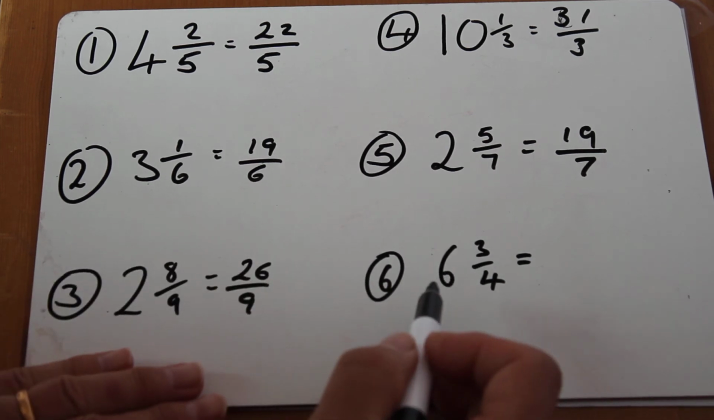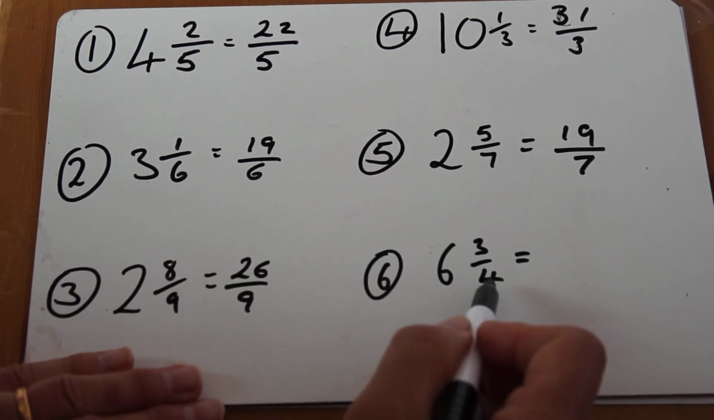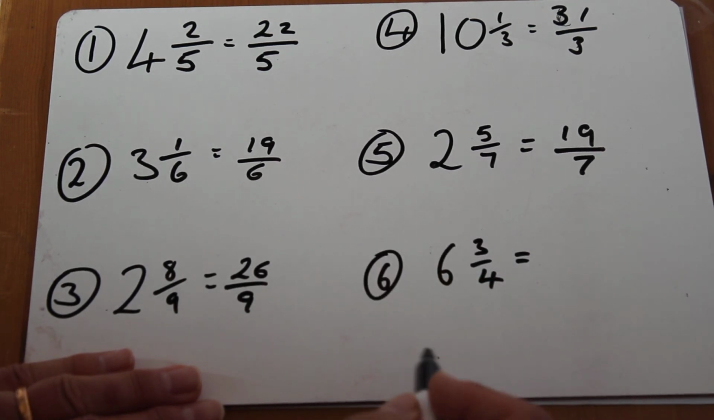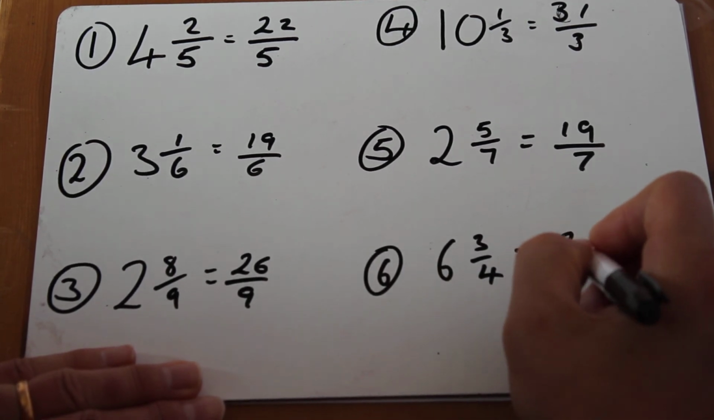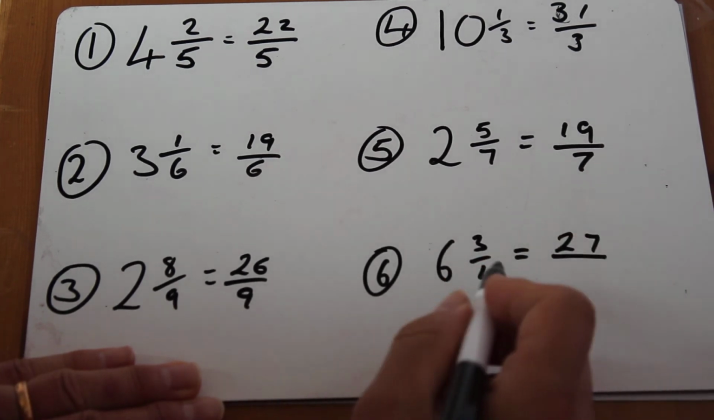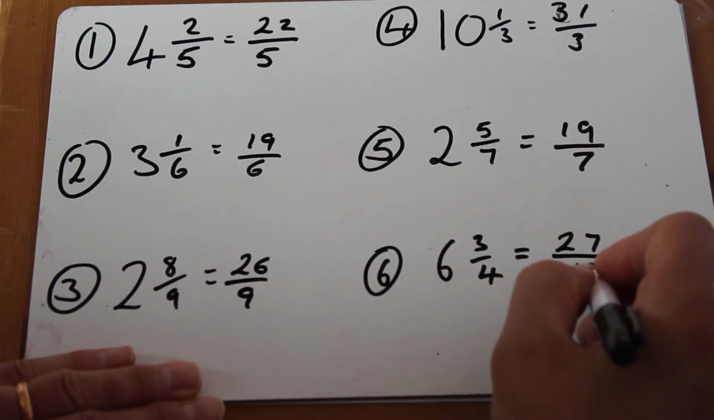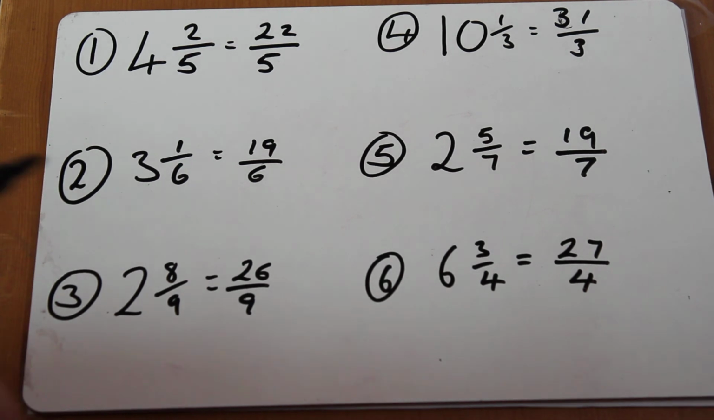Final question. 6 times 4 is 24, plus the 3 is 27. Denominator doesn't change, that stays as 4. So my answer is 27 over 4.